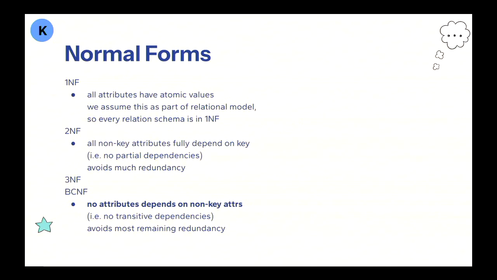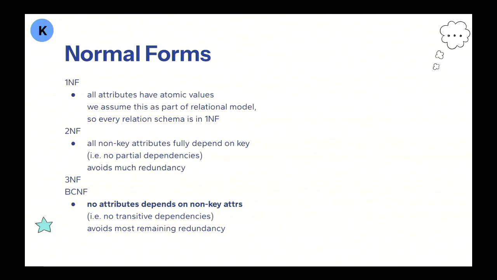So here are some properties of the first four normal forms. The first normal form allows all attributes to have atomic values, and every relation schema is actually in the first normal form. And the second normal form has the restriction that all non-key attributes should be fully dependent on keys. So this is the second normal form. And the third normal form, or BC normal form, has the restriction that no attributes depend on non-key attributes.